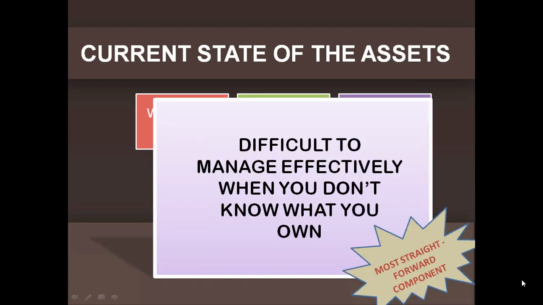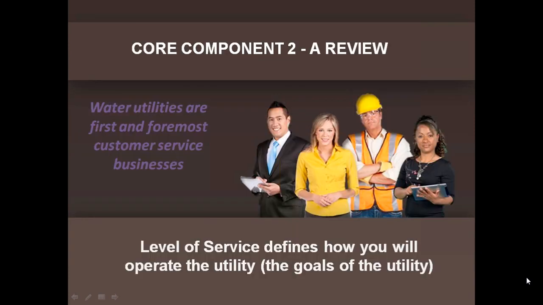And the reason we want to do this is because it becomes very difficult to effectively manage your utility if you don't know what it is you're trying to manage. This component is really the most straightforward component, not necessarily the least time-consuming, but it's very straightforward. We're just talking about inventorying what you have.